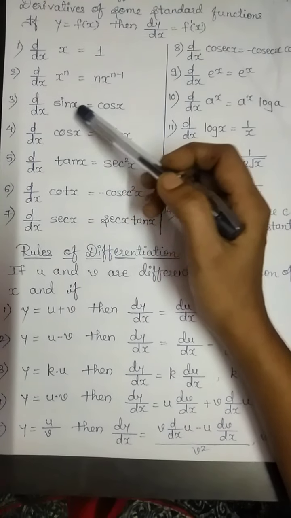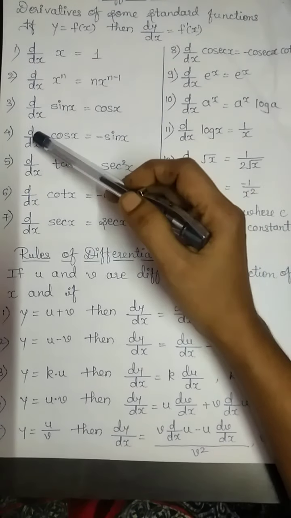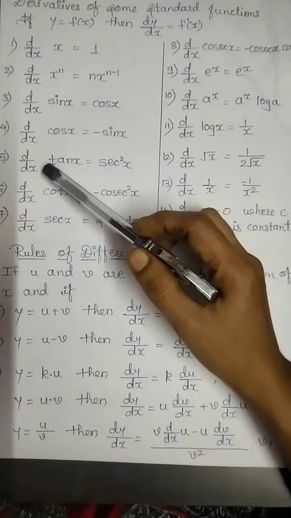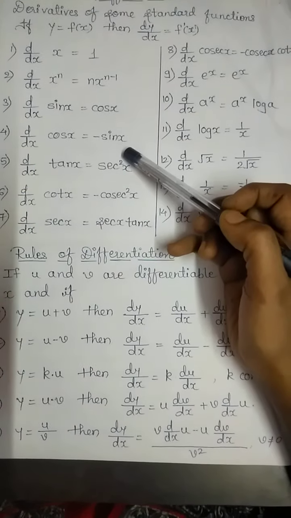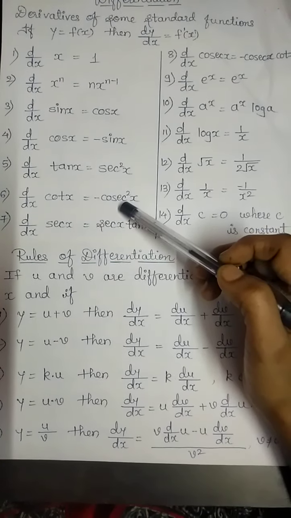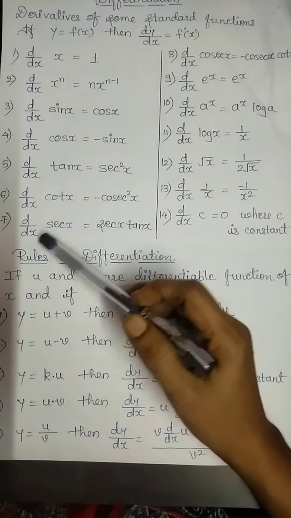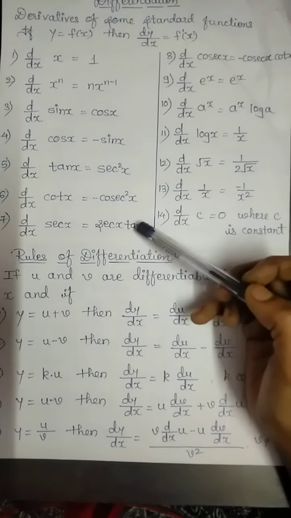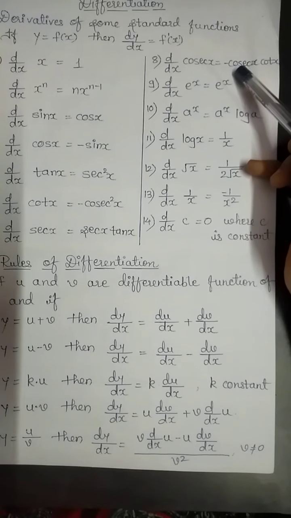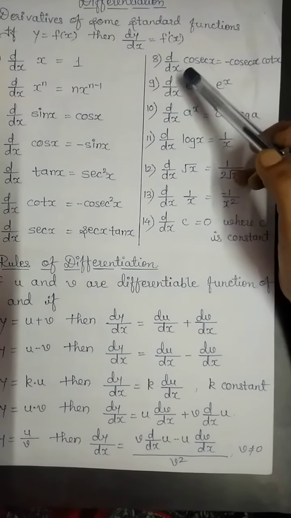Derivative of sin x is cos x. Derivative of cos x is minus sin x. Derivative of tan x is sec square x. Derivative of cot x is minus cosec square x. Derivative of sec x is sec x into tan x. Derivative of cosec x is minus cosec x into cot x.